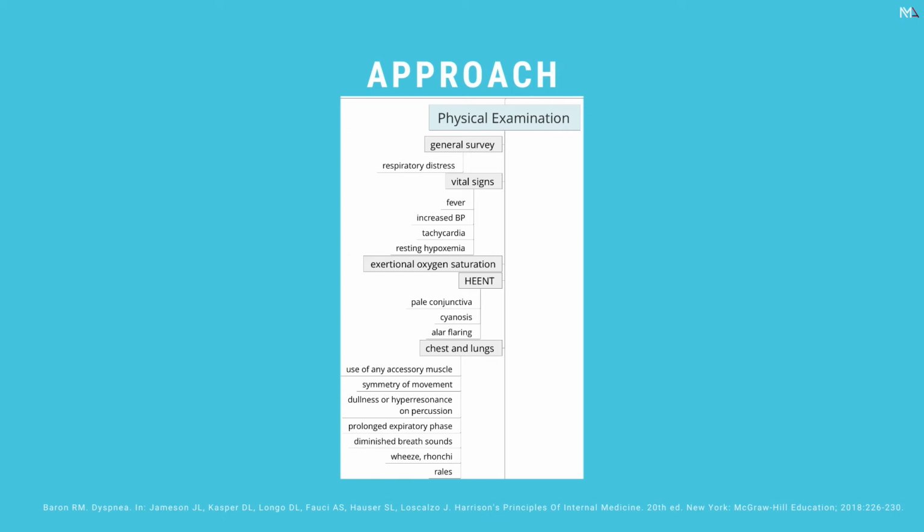On chest and lungs examination, it is important to take note of any use of accessory muscles and symmetry of chest movement. On percussion, dullness may suggest pleural effusion, and hyperresonance may suggest emphysema. On auscultation, prolonged expiratory phase, diminished breath sounds, wheezes, and rhonchi may indicate airway diseases. Rales may suggest edema or fibrosis.